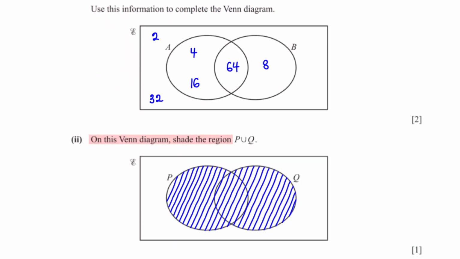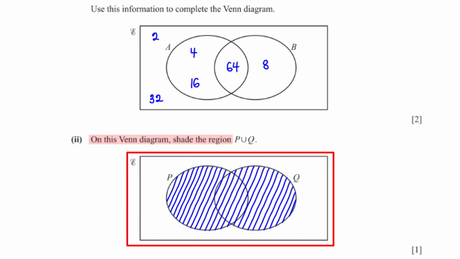On this Venn diagram, shade the region P union Q. On the Venn diagram, this region has been shaded.